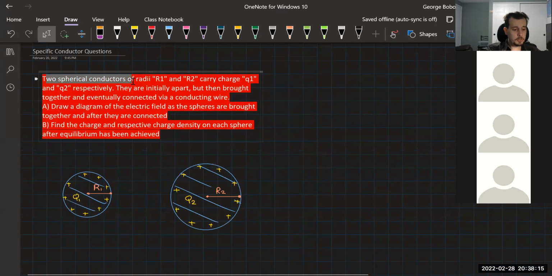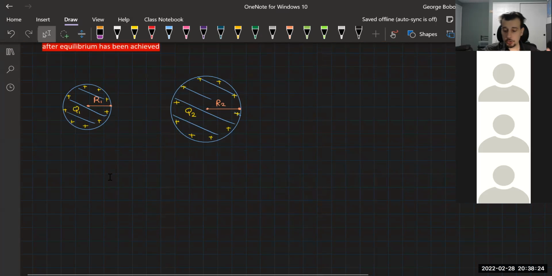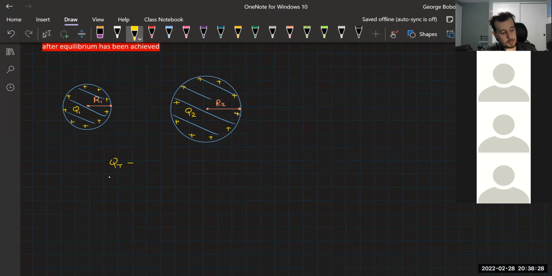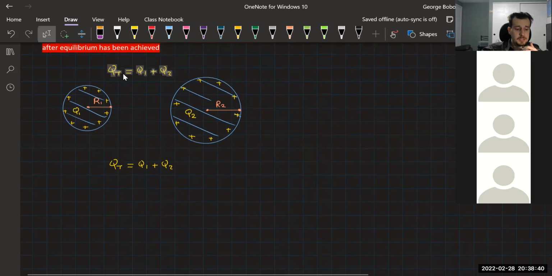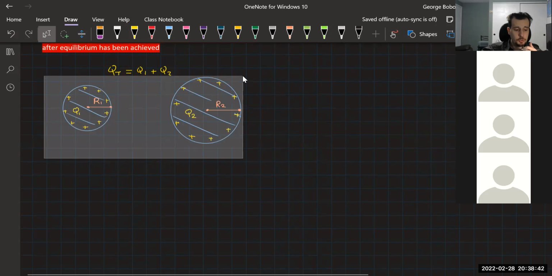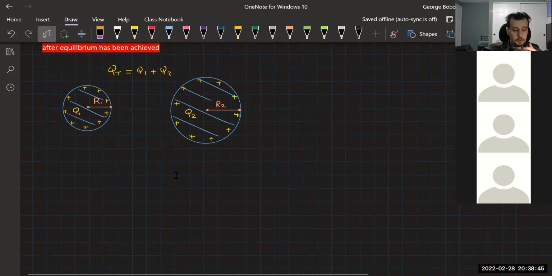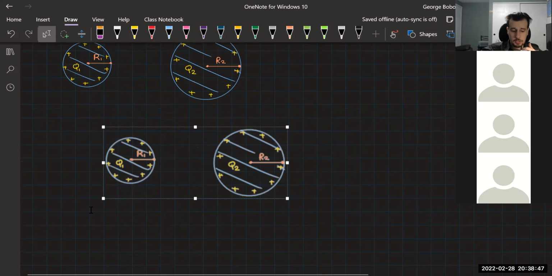So you have 2 spherical conductors. These are their radii, and one carries a charge Q1, the other one carries a charge Q2. Okay, so in the beginning, the total charge is the sum of these 2. We can agree, you just sum them together. But the thing is that you're bringing these closer and closer together. We're going to make them touch eventually.